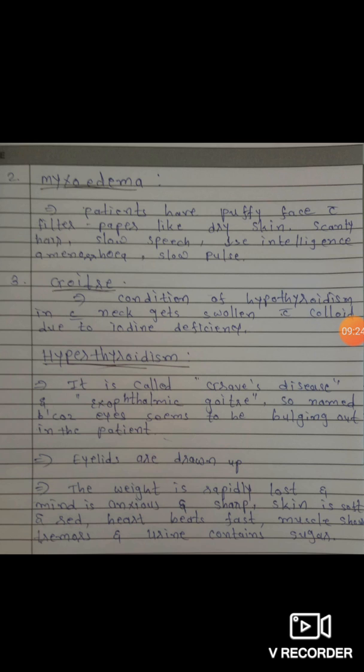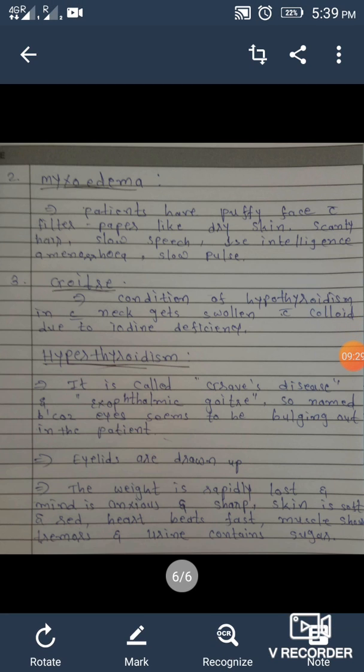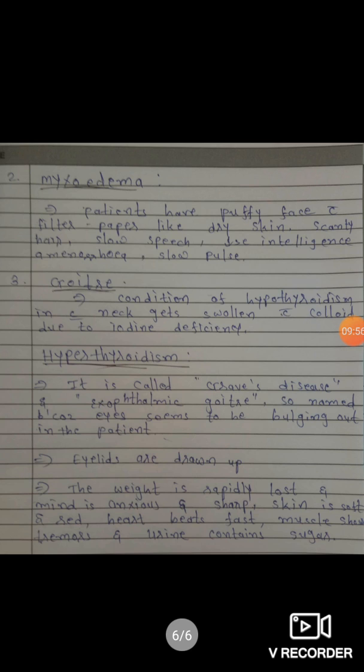Now in hyperthyroidism there is an increase in release of thyroid hormone, there is increased thyroid hormone, and it is also called Graves' disease and exophthalmic goiter. There are two names of hyperthyroidism: Graves' disease and exophthalmic goiter. Why is it called exophthalmic? Because here the eyes become bulging out in the patient. The eyes become bulged, which means it looks like the person is staring at someone.